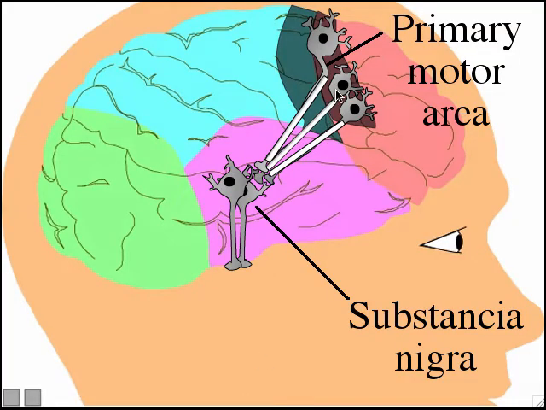Anyway, so the point I'm making for right now is that we're talking about the cerebrum, and within the cerebrum is this area called the primary motor area, and that's where the motor signals to your voluntary muscles initially get generated.